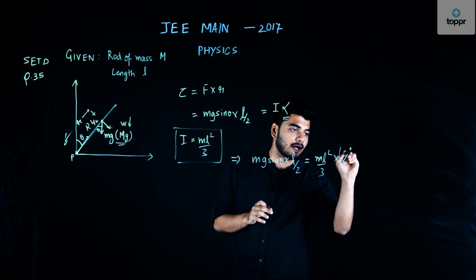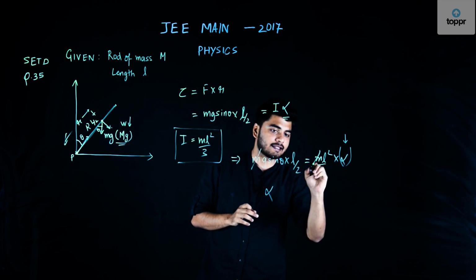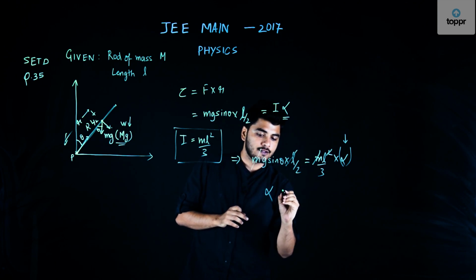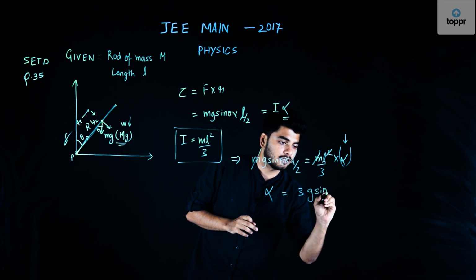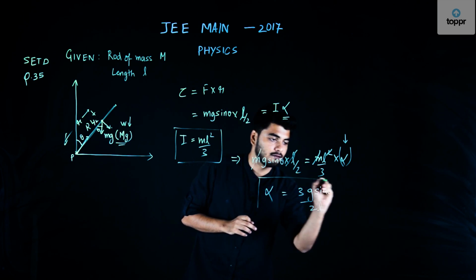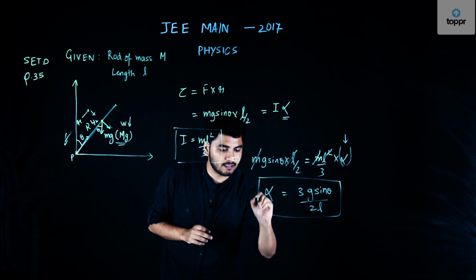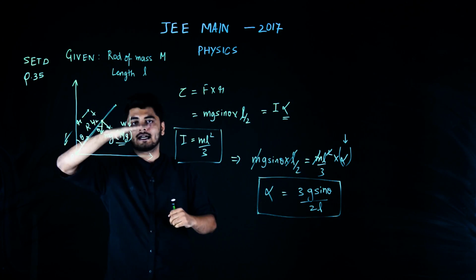I need to find this value of alpha. I just need to solve this. M gets cancelled, one of the L gets cancelled. So my alpha is nothing but equal to 3g sine theta by 2L, which is my final value of the angular acceleration in this case in which the rod is free to move around this point.